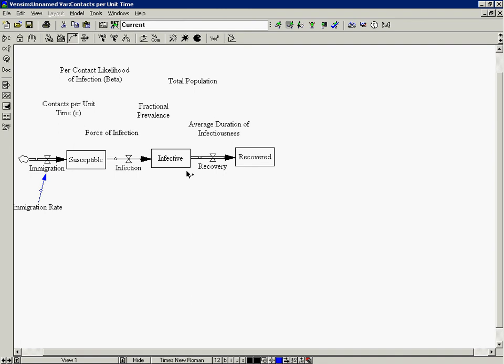It impacts what? Okay, good. Excellent. And what else impacts recovery? Yeah, number of infectives. If there's no one infective, there can't be anyone to recover, right? Who's going to be recovering if there's no one to recover? A subject to recovery, right? Okay, so good. So there's a feedback there. I see a negative feedback staring me in the face.